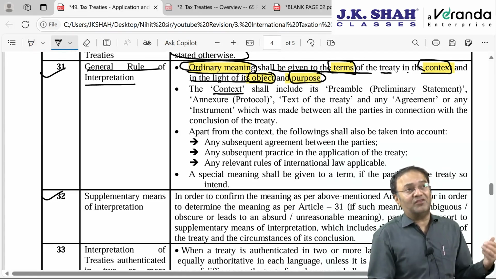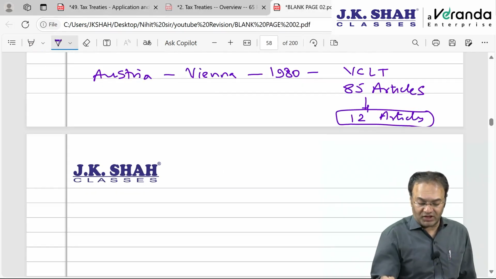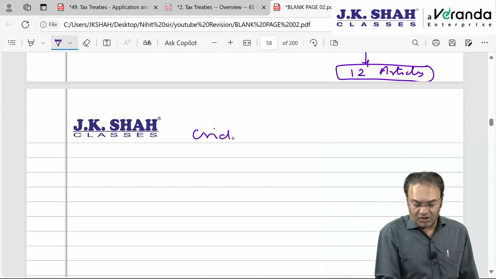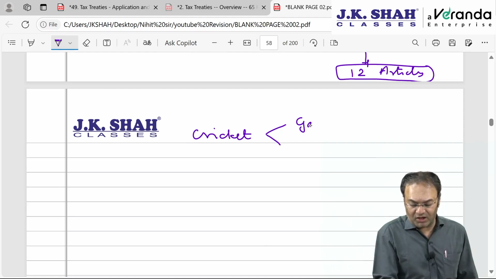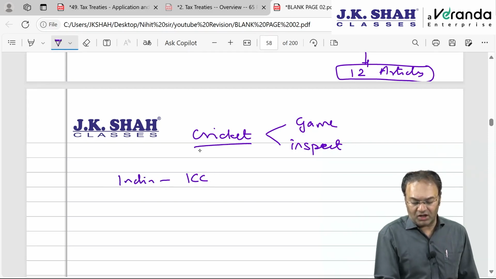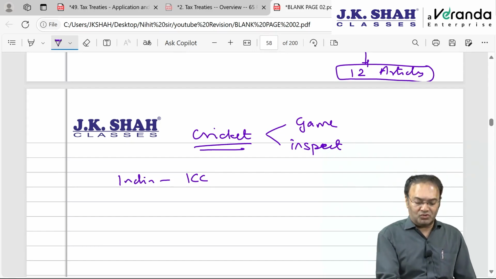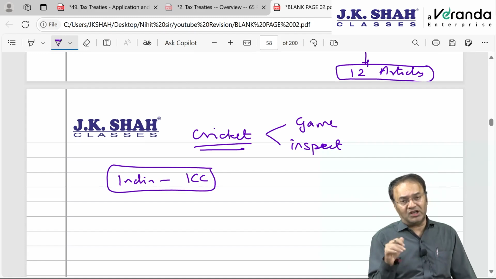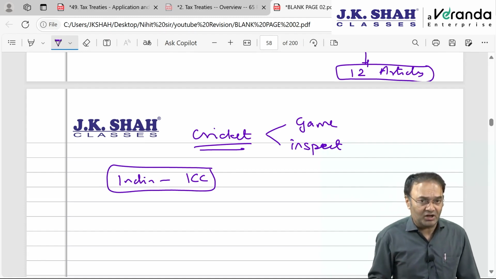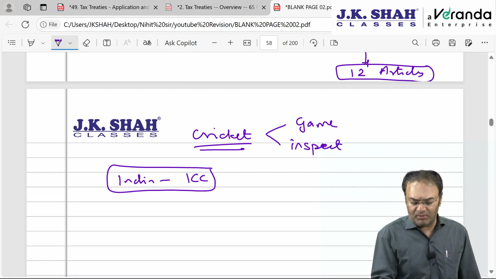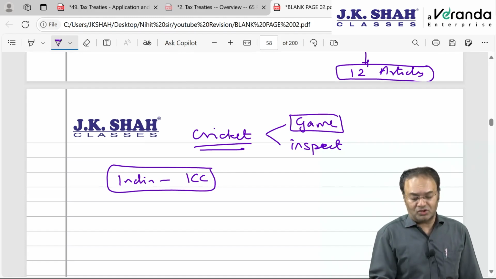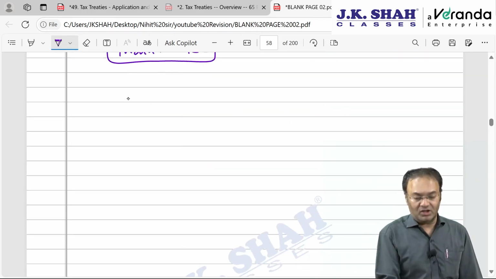Context: where do we derive the context from, in what context? For example, there is a word called cricket. Cricket has two meanings. One is the game of cricket and the second is an insect. One insect is also called cricket. Now there is an agreement between India and the ICC, the International Cricket Council, and the word cricket is used. You want to interpret the word cricket in terms of context. In what context is it used? For what purpose is the treaty between India and the ICC entered into? It is in connection with the game of cricket. So naturally that is the interpretation.